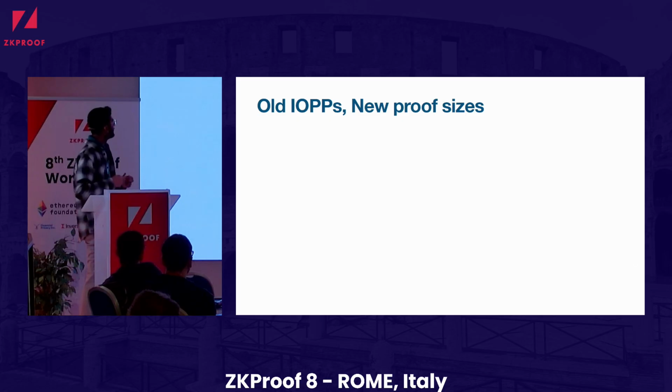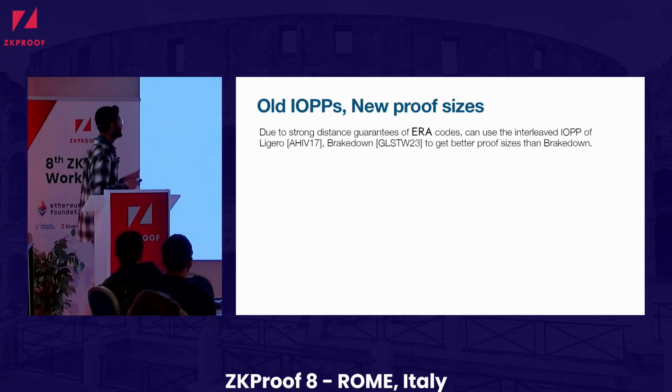Because of the strong distance guarantees of our code, we can already plug it into old IOPPs, in particular the IOPP of Ligero and Brakedown, which uses interleaved codes, to immediately get better proof sizes than previously discussed IOPPs like Brakedown.